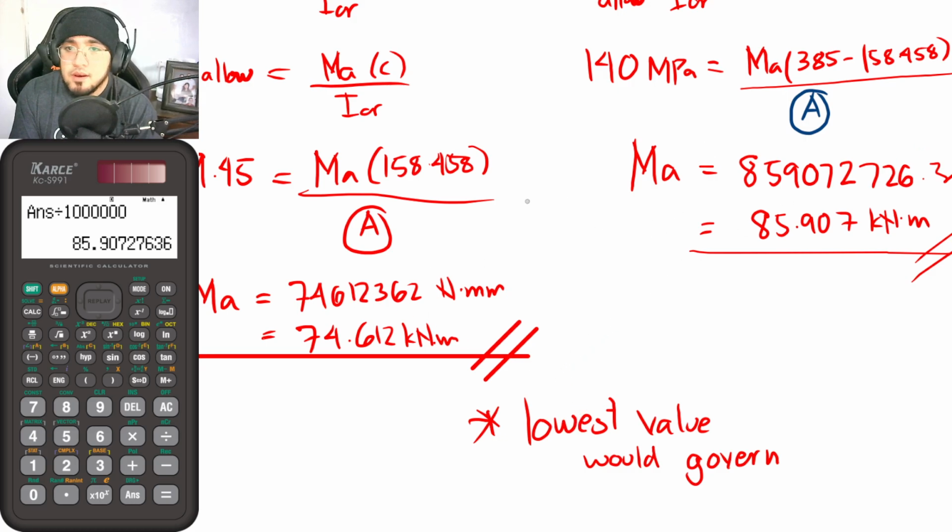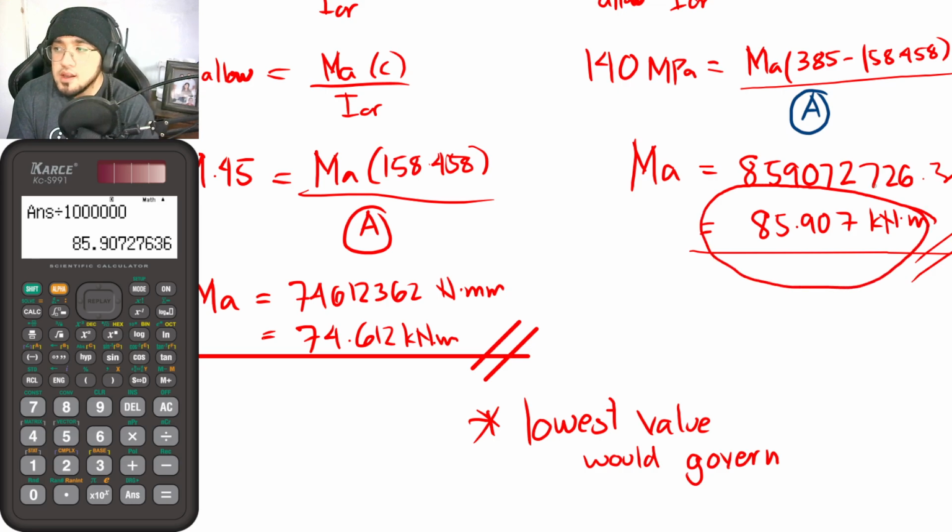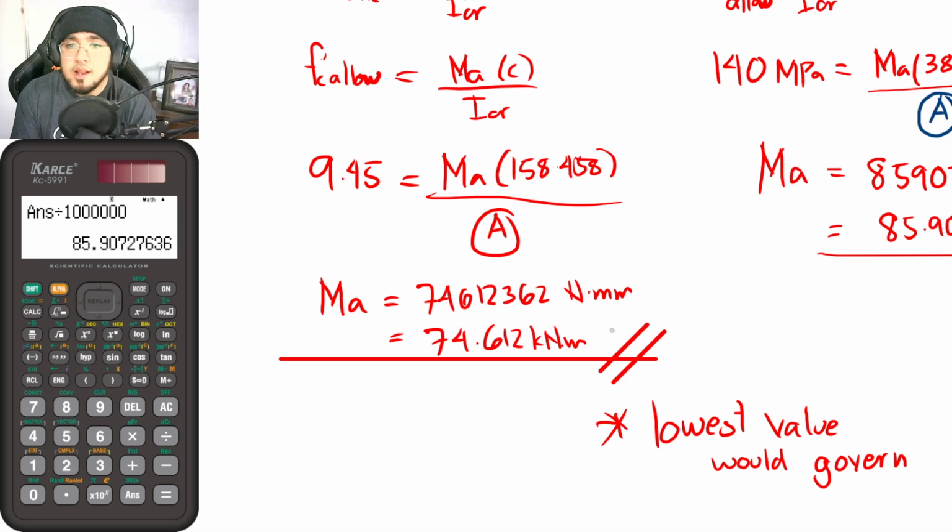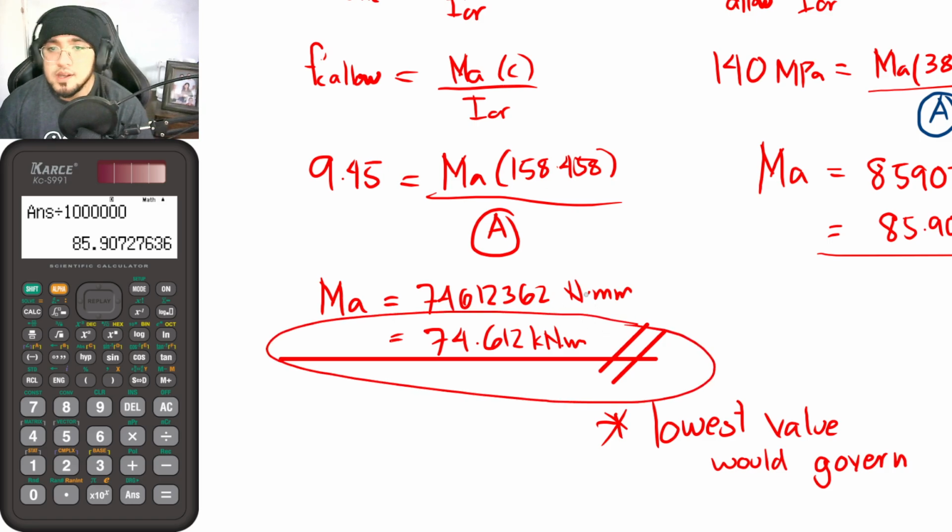Since the capacity of concrete is just 74.612. However, if this value here would now be chosen, it is safe for concrete and it is also safe for steel since the capacity of steel is 85.907. So once again, with that, our answer here is 74.612 kilonewton meter. So there.